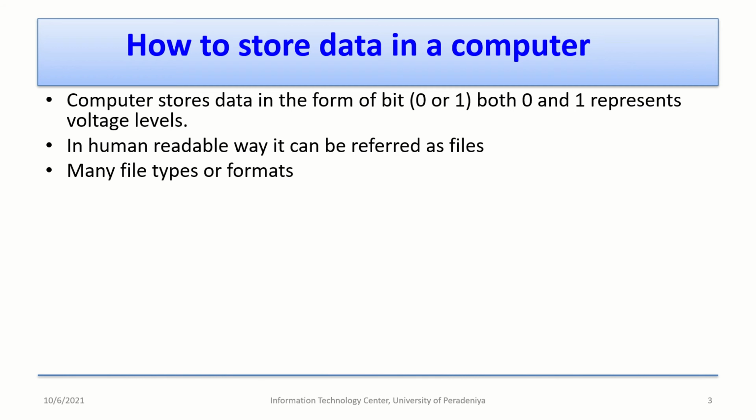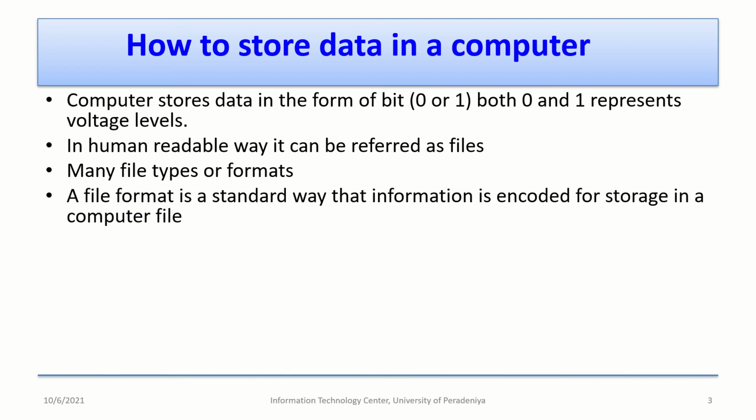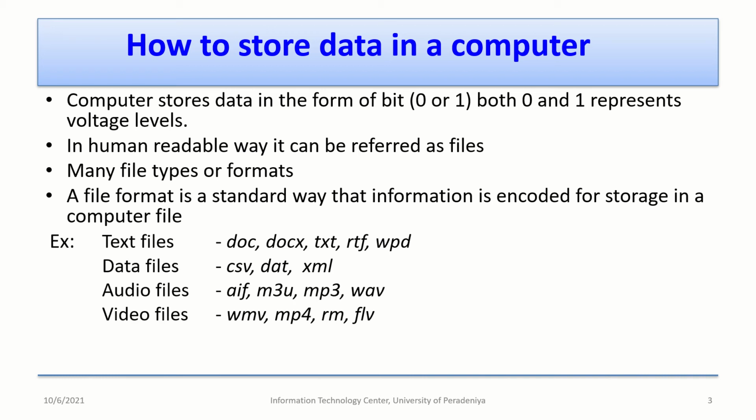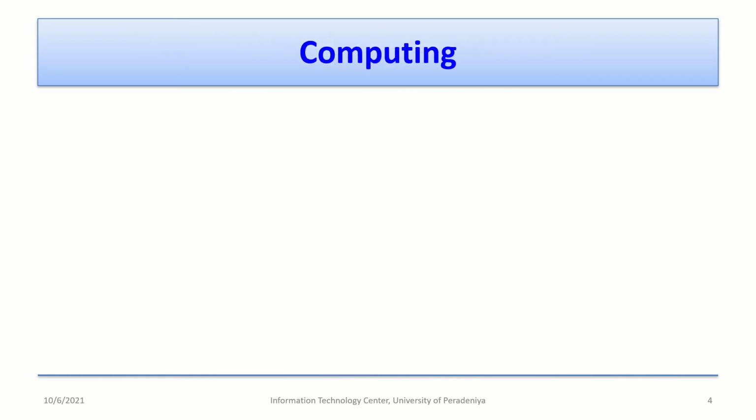Many file types and formats are there. A file format is a standard way that information is encoded for storage in a computer file. For example, text files include DOC or DOCX, TXT. Data files may include DAT, XML, CSV files. So there are a number of file types and file extensions. You know these file types in a computer.